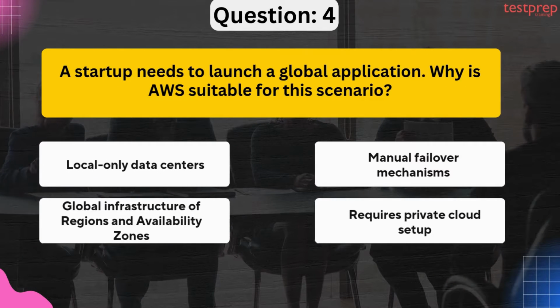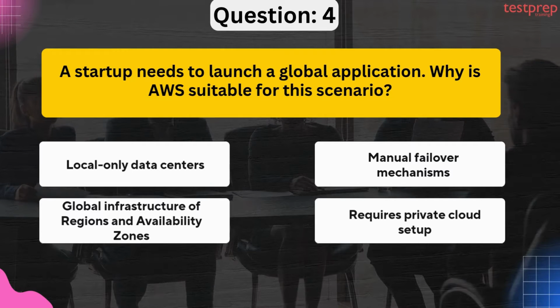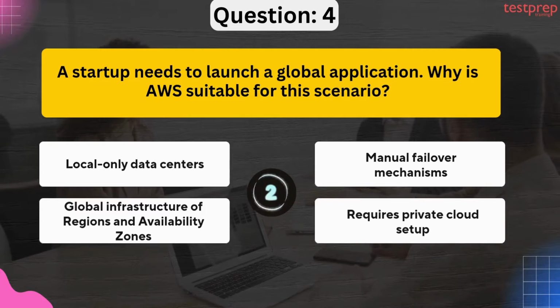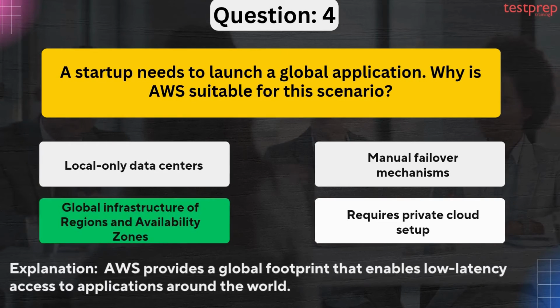Question 4. A startup needs to launch a global application. Why is AWS suitable for this scenario? The correct answer is global infrastructure of regions and availability zones. AWS provides a global footprint that enables low latency access to applications around the world.